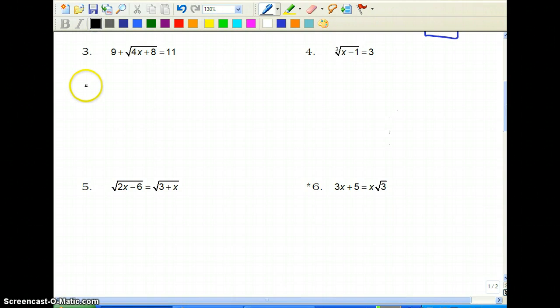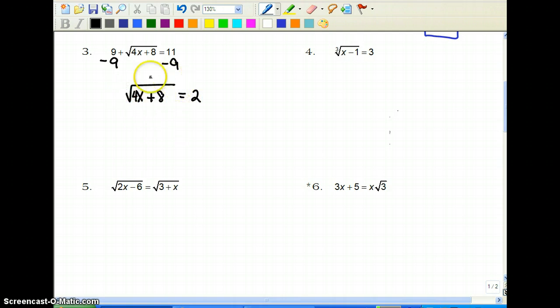All right, number 3. Now, some people would just say, let's square this and square this. Now that's illegal. All right, some people would say square all 3 things. That's illegal. You can't square parts of a problem. You can square sides of a problem. So you could square this whole side and this whole side. That would be legal, but that would also be difficult because in order to square this, you would have to FOIL. So let's keep it easy if we can. If you subtract 9 from both sides, you get the square root of 4x plus 8 is equal to 2.